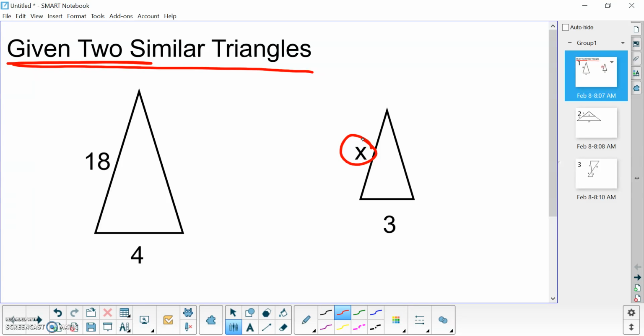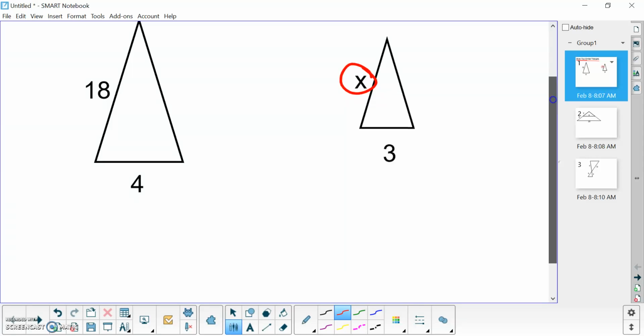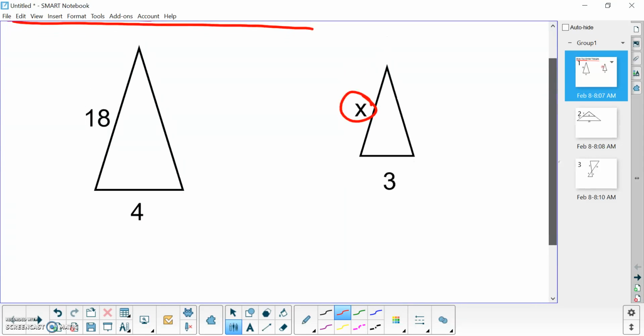So one thing I want to see from every single person on these is the proportion that you used and then the equation to solve it. It's your choice how you set these proportions up. There's a bunch of different ways that work. What I would encourage you to do is just get used to always doing it the same way.